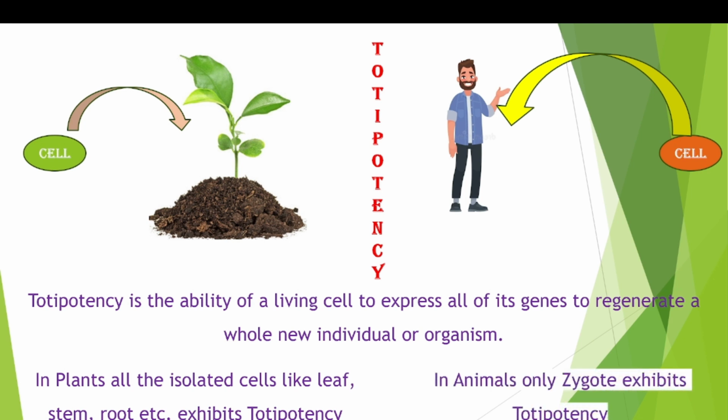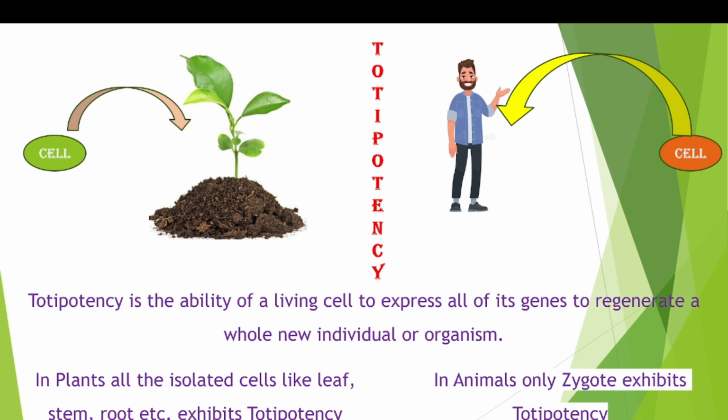Whereas in animals, only the zygote exhibits totipotency. Not all cells exhibit the totipotency property in animals. Not all cells produce an entire organism in animals. Only the zygote exhibits the totipotency property. What is a zygote? It is the fertilized product of sperm and egg. When the egg fuses with the sperm, that is called a zygote. Only the zygote exhibits the totipotency property in the case of animals. The remaining cells do not exhibit the totipotency property.